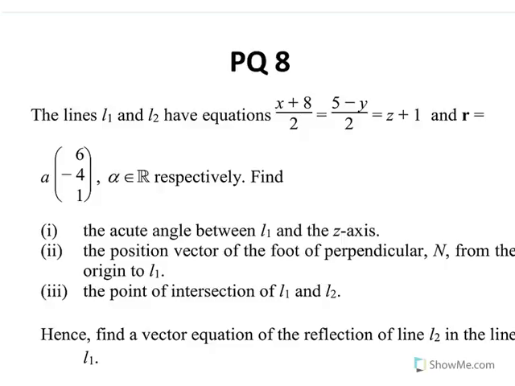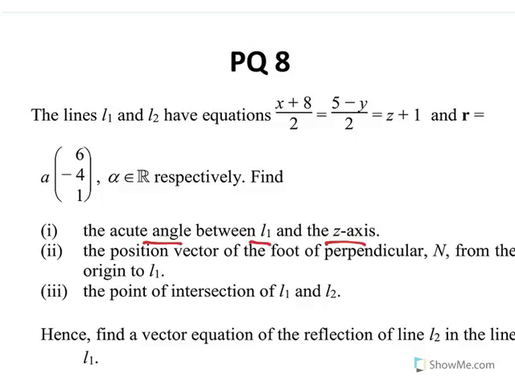Okay, so we need to find the acute angle between line 1 and the z-axis, where N is the foot of the perpendicular from the origin. The ON is -8. So from here, first we need to find the acute angle between line 1 and the z-axis. What we're actually finding is the angle between two lines, right?